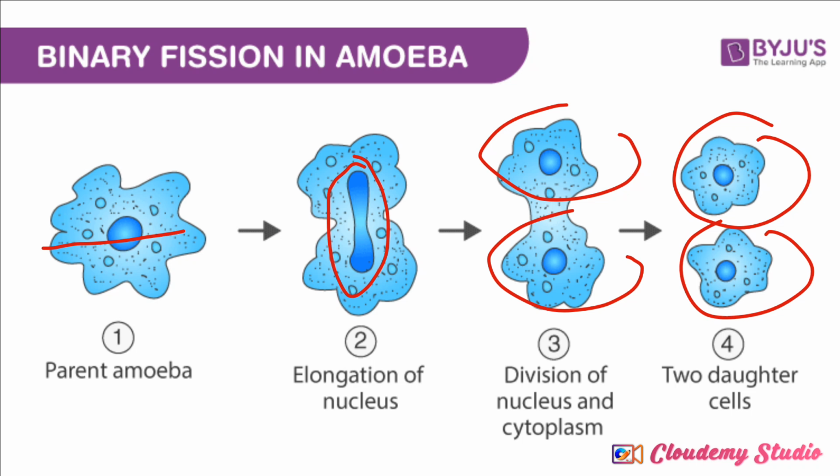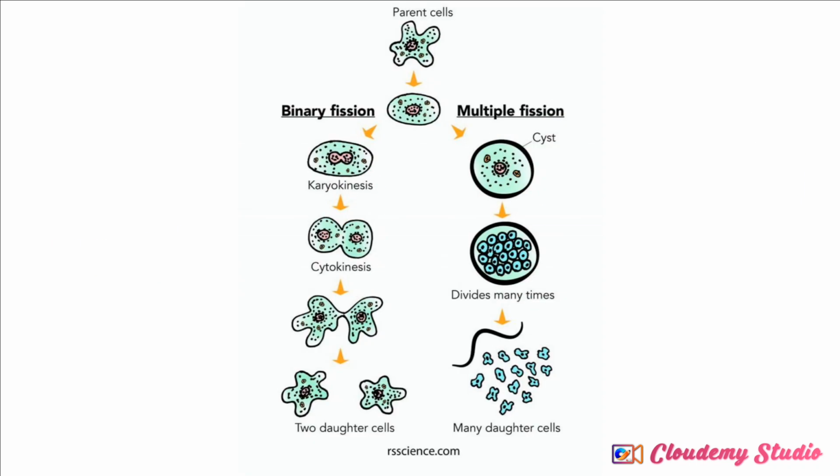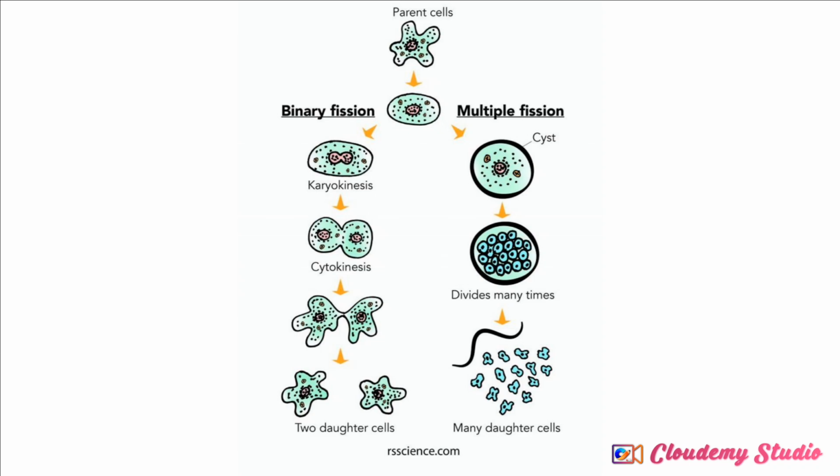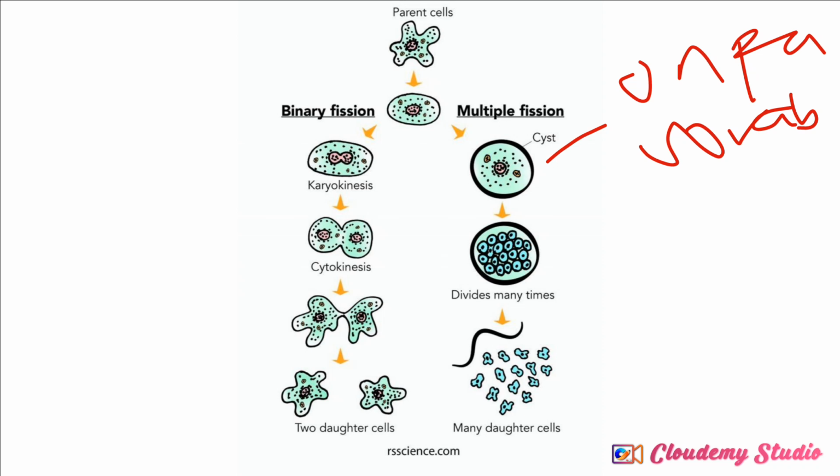Now look at the multiple fission. This multiple fission occurs in unfavorable condition. For example, maybe the water was poisoned, or the water becomes dry, or maybe a chemical is dropped in the water. So that's an unfavorable condition. That is when they undergo multiple fission.